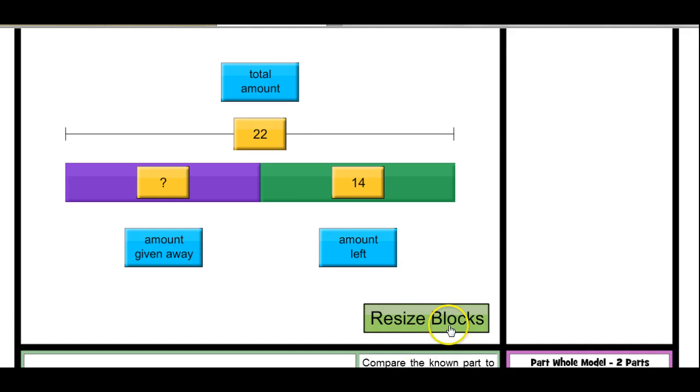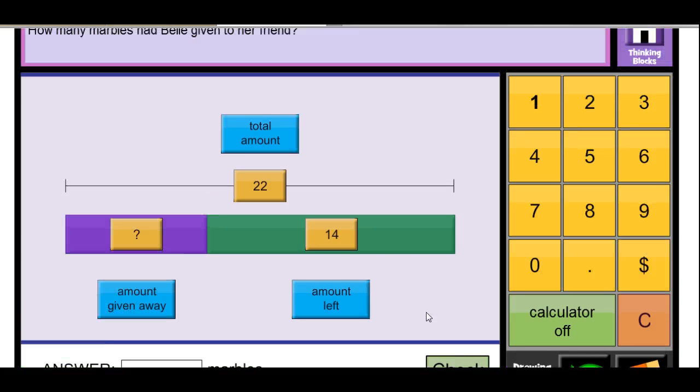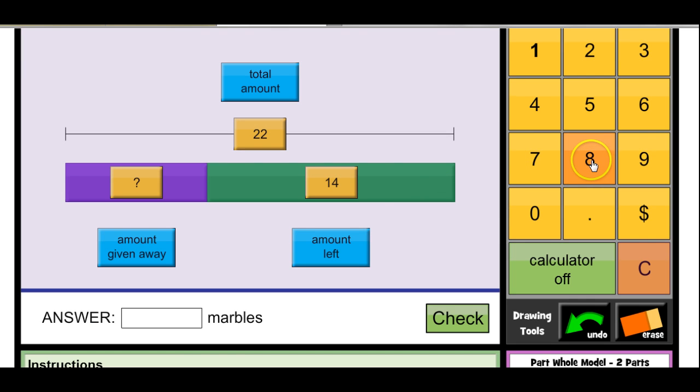So they are, because it goes to now resize the blocks, and we want to resize the blocks to give more of an actual visual of the values being used. Okay. So we have the total amount and we have the amount that are left. And we need to find the amount given away, which leads us to a subtraction problem, because 2 parts will equal the whole. So 1 whole minus the part gives us the other part. 22 take away 14 gives us a difference of 8. So we click on 8, and our answer goes in this box right here, 8 marbles.